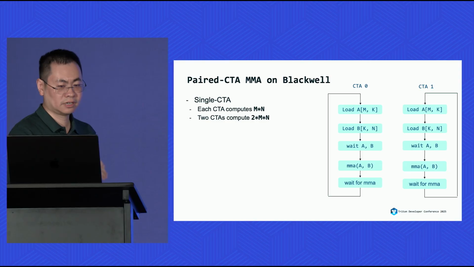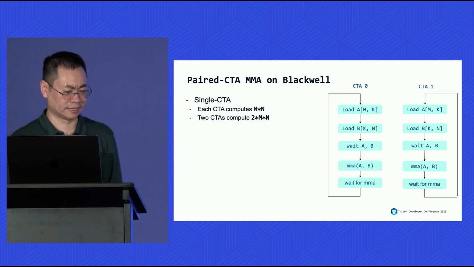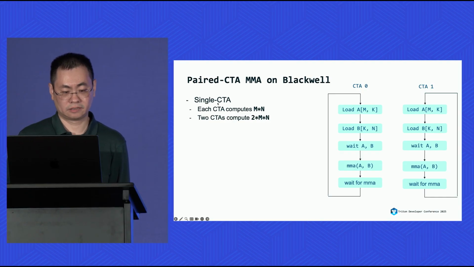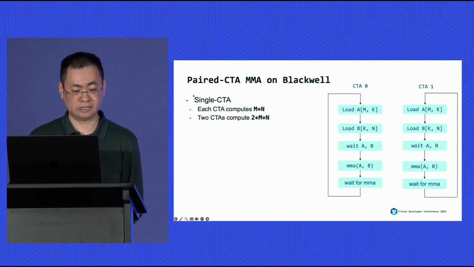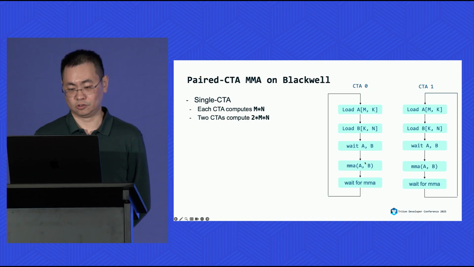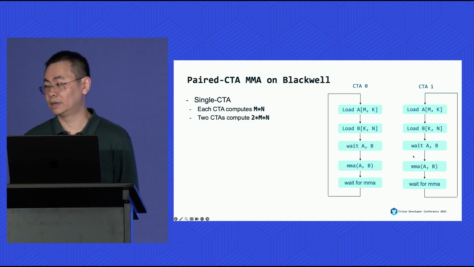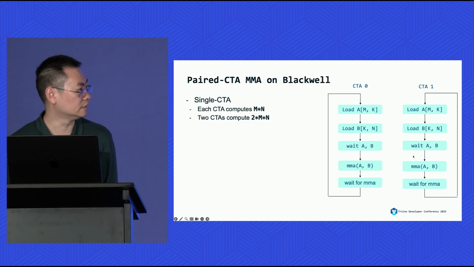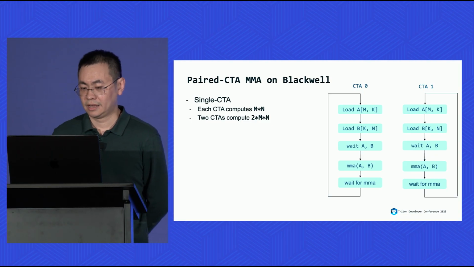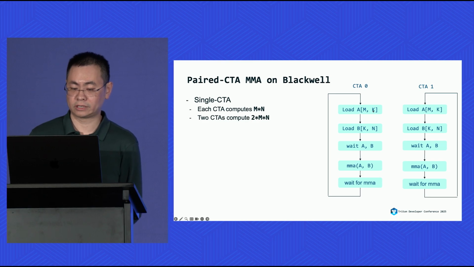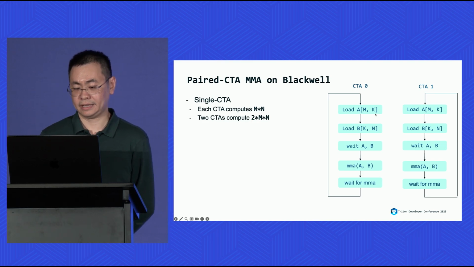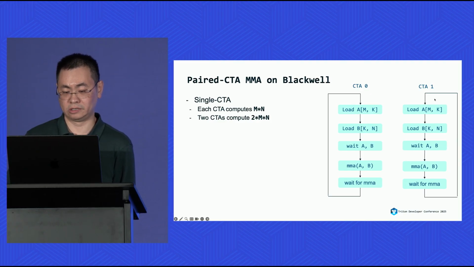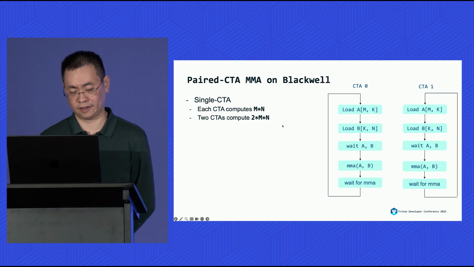So yeah, let's take a look at the paired CTA mode, how it works exactly. But before we get there, let's briefly review how single CTA works here. With single CTA mode, you would have many CTAs running their own tiles, right? They are independent, they do not work with each other. Each CTA will start loading a full tile for A, M by K, and K by N, and compute the M by N tile. And two CTAs are going to compute 2 by M by N tile, of course, right?